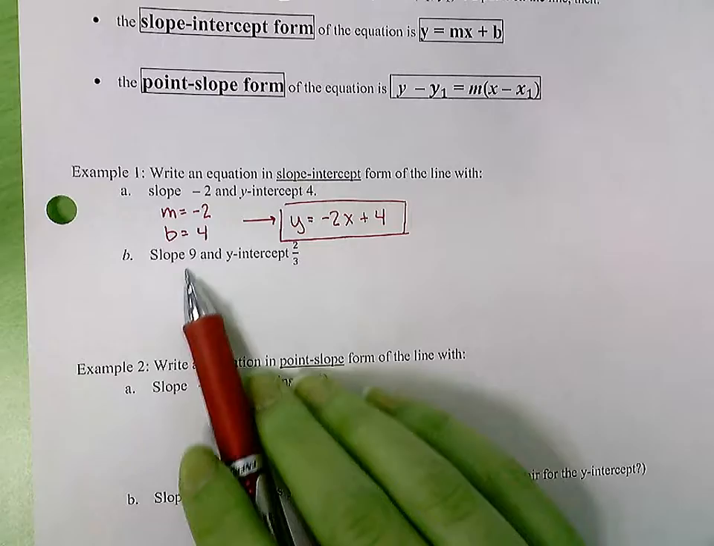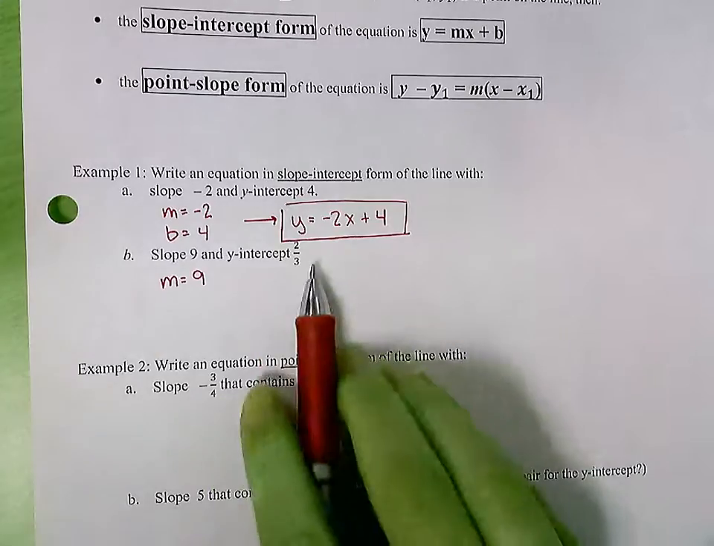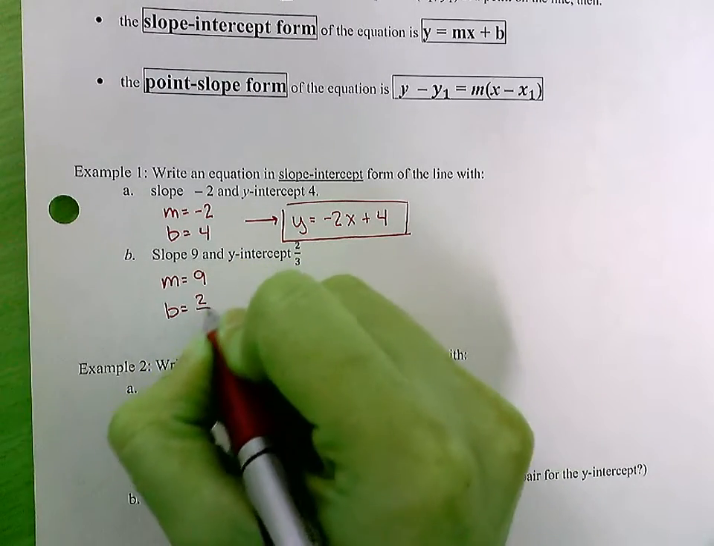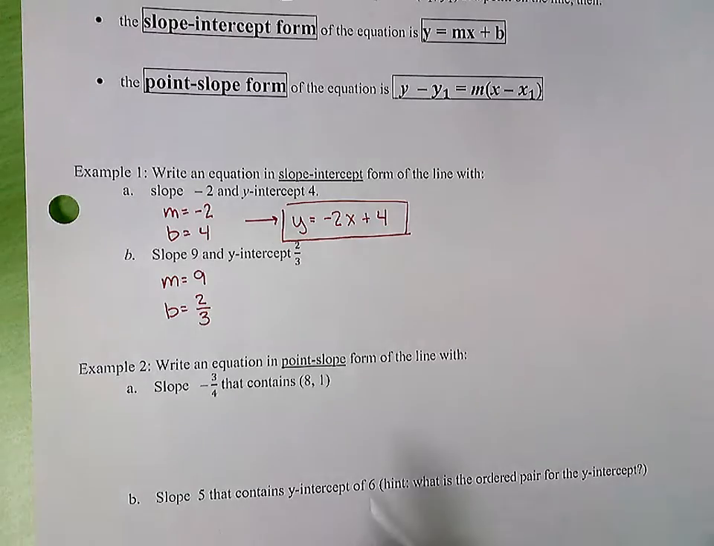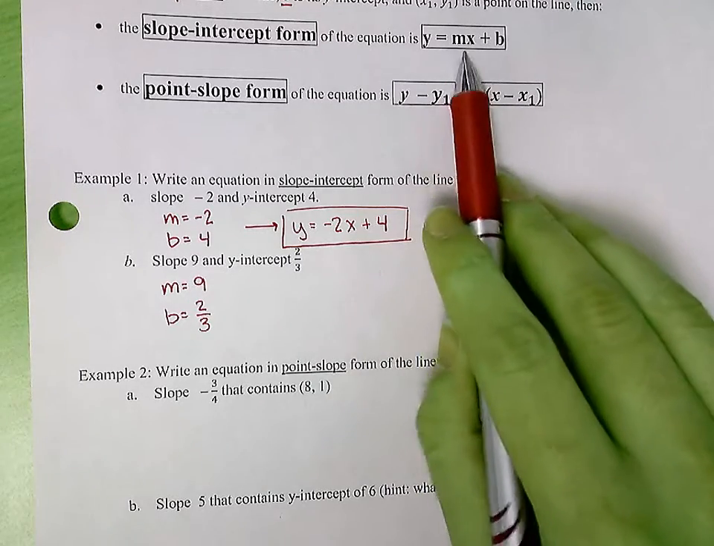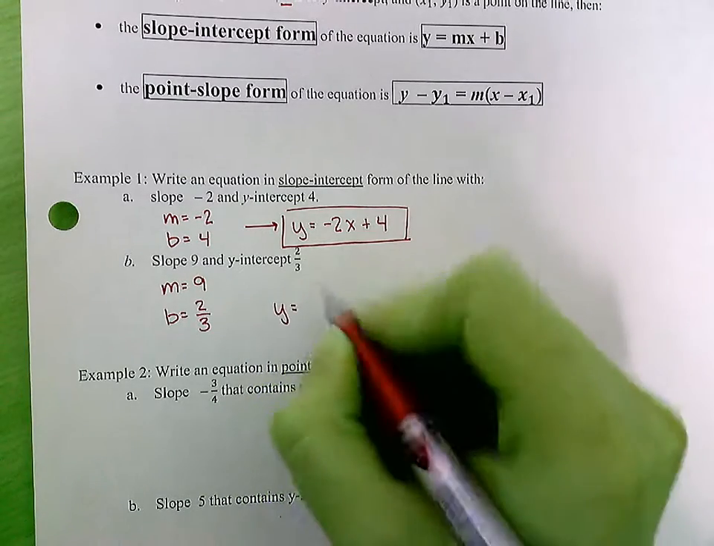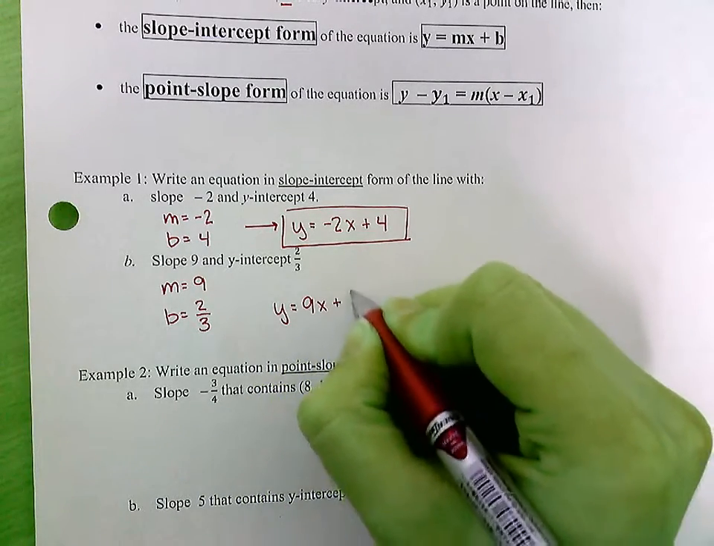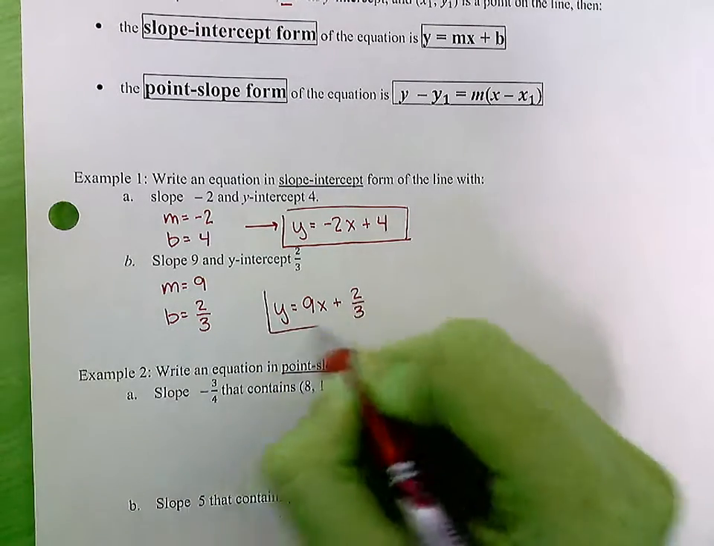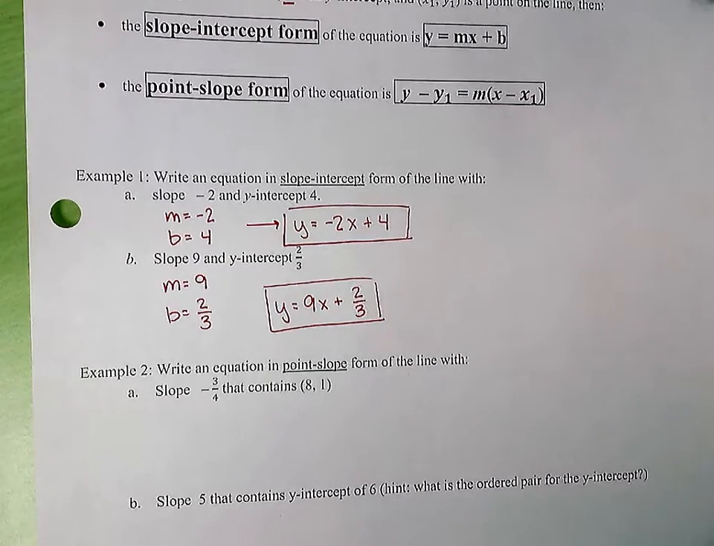Next one, we have a slope of 9, so m will be 9, and a y-intercept of 2/3, so our b value is 2/3. Again, we're writing this in slope-intercept, so using y equals mx plus b, we can replace m with 9 and b with 2/3. So we have y is equal to 9x plus 2/3. Okay, so those are the ones where you're given the slope and the y-intercept already. Questions on those?